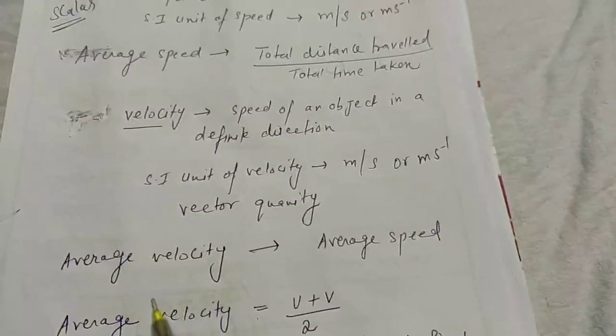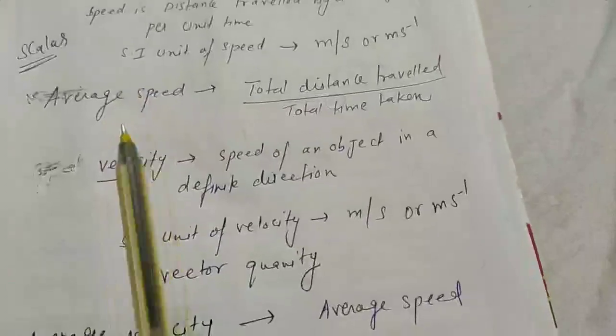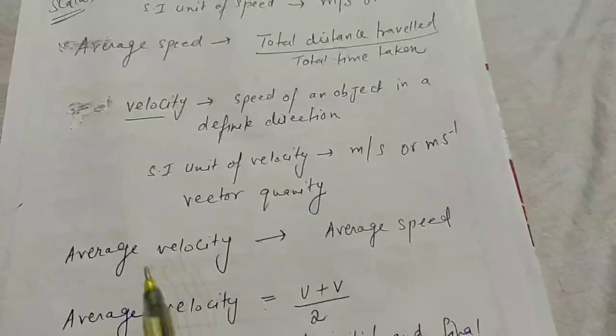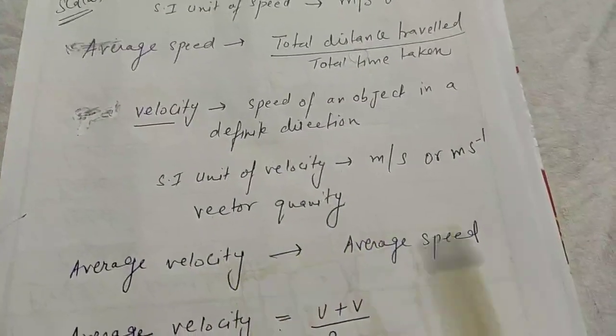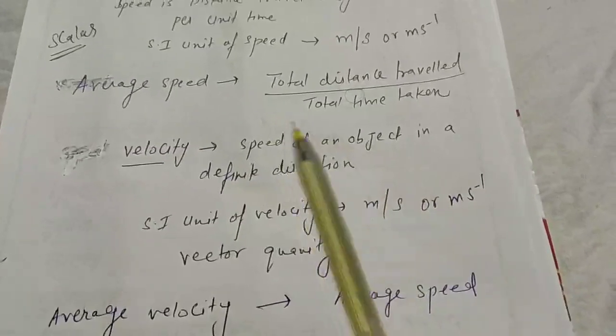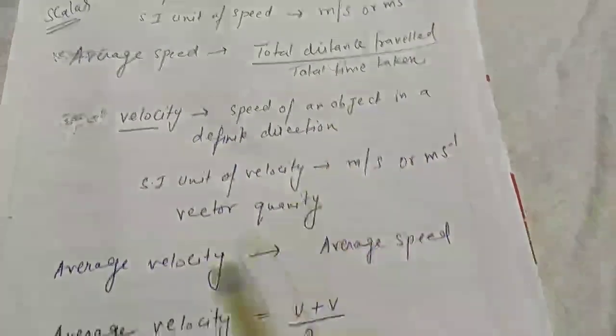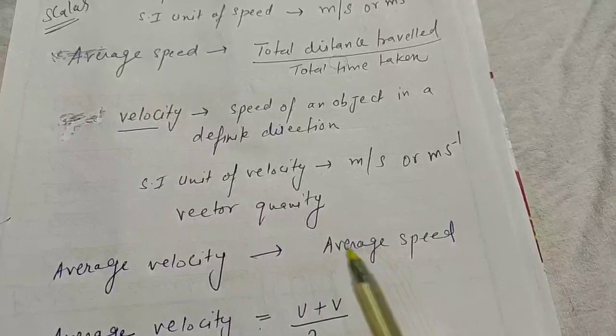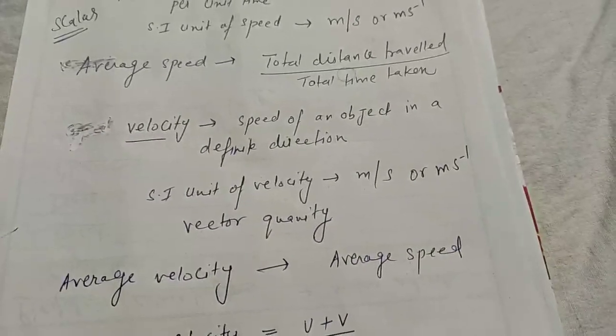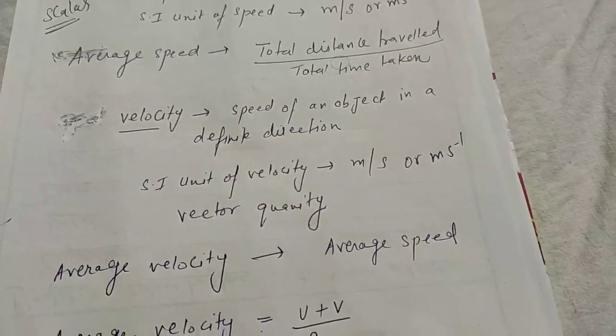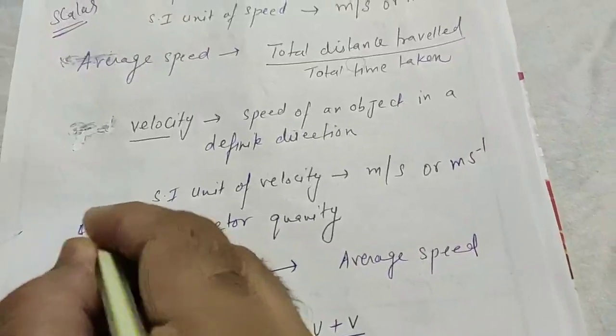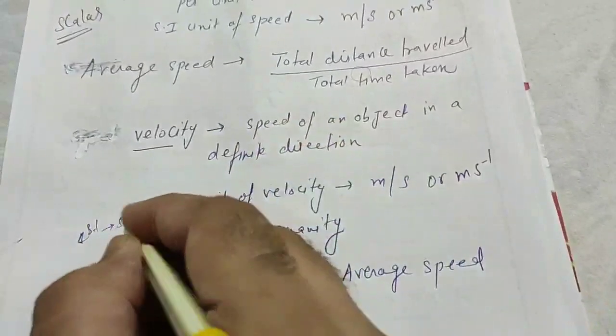Clear? Now the average velocity. Since we have studied average speed, there should also be a term average velocity. The average velocity is calculated in the same way we calculate average speed, in the case when the distance traveled by an object is variable. Variable means, suppose in the first hour the distance traveled is 50 km.